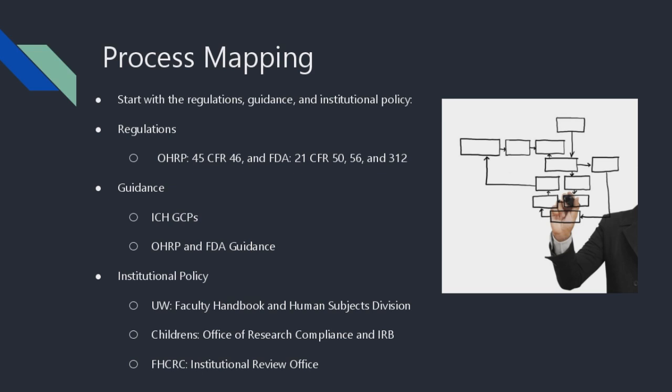Okay, and then process mapping. So again, know the regulations, okay, because it's unlikely that you're going to get audited by the FDA, but it is possible, and you need to be ready, right? Like you want to make sure that what's in your SOPs is actually in alignment with GCP, and make sure it's the new revision, the 2016 revision of GCP, okay? OHRP 45 CFR 46 and FDA 21 CFR 50, 56, and 312. ICH GCP, OHRP, and FDA guidance, and then institutional policy.